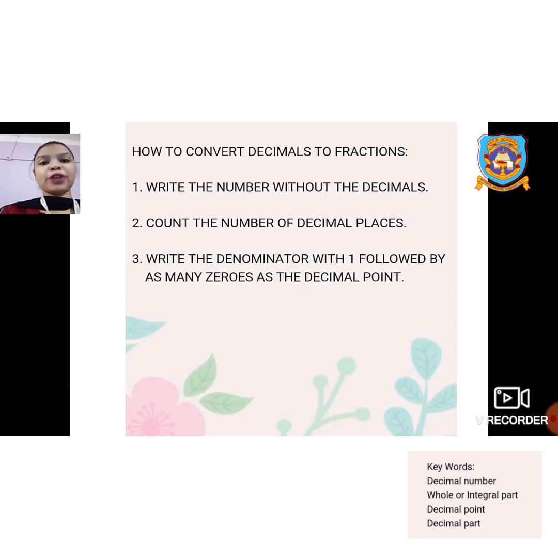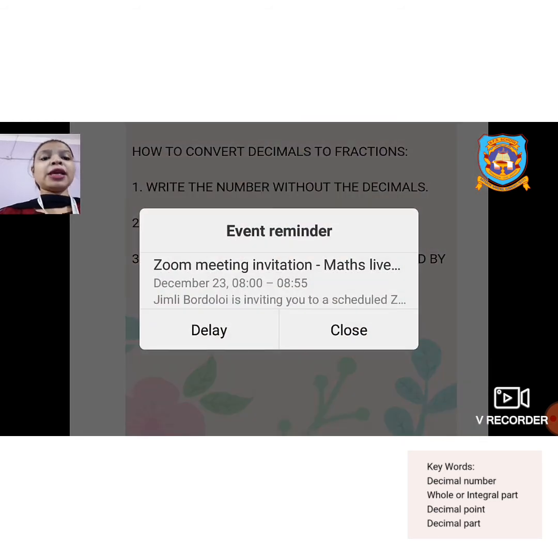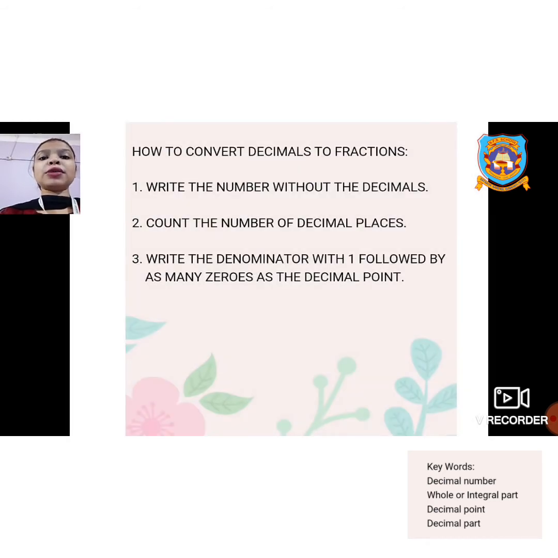Now how to convert decimals to fraction? Our main topic was the conversion of decimal to fraction, isn't it? Here are 3 steps I have written. The first step is to write the number without the decimal. If any decimal is given to you to convert to a fraction, first you have to write the decimal without the point.